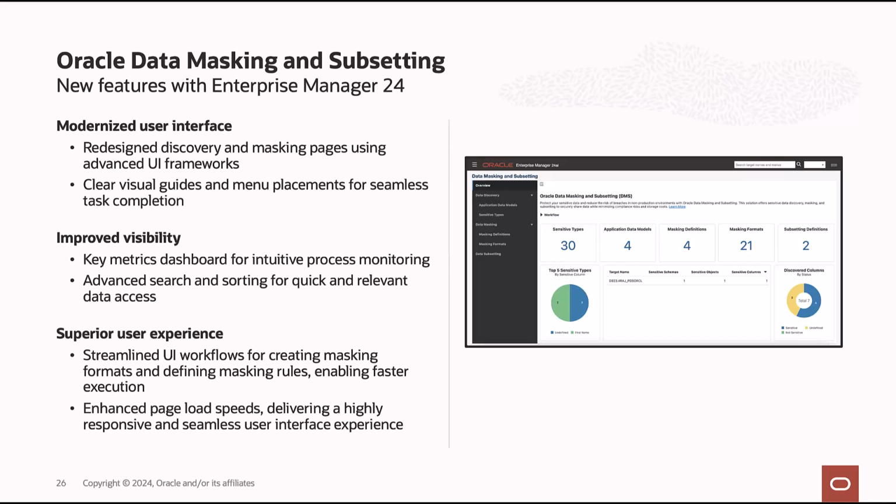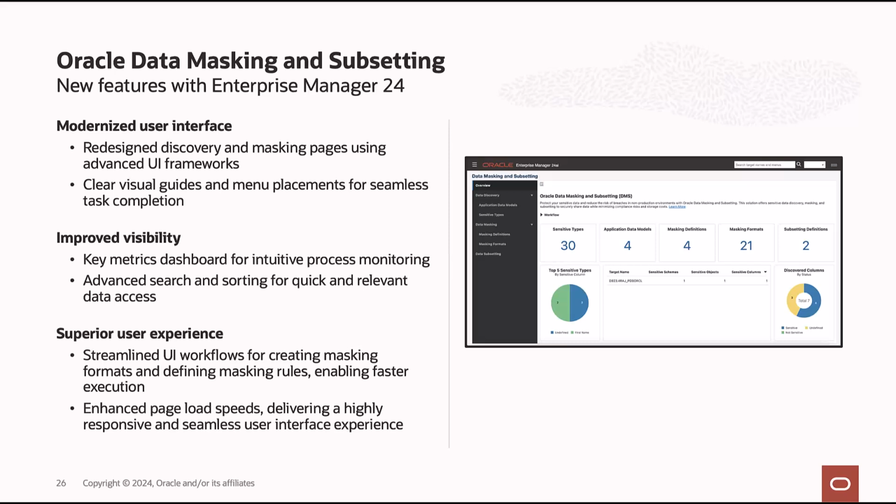Now let's look into some of the new enhancements within the data masking and subsetting pack along with Enterprise Manager 24. The Enterprise Manager data masking and subsetting UI has been redesigned to help easy discovery and masking pages using advanced UI frameworks like Jet. A rich UI dashboard has been built to show key metrics, and it also helps you to sort and search certain data within that page.